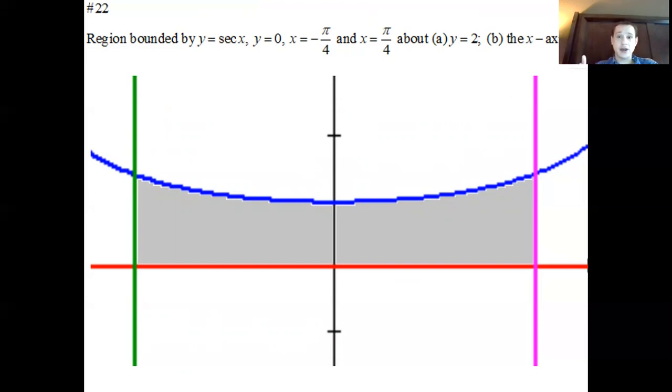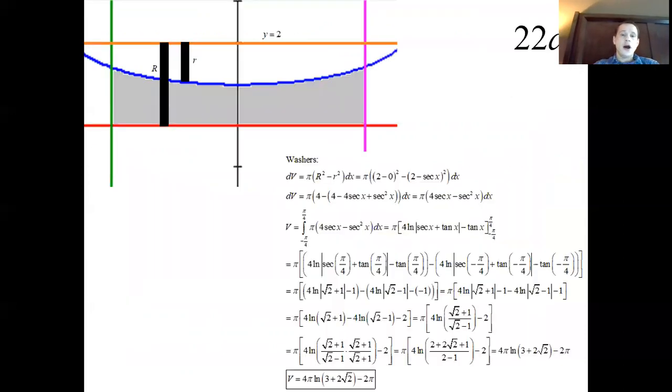So I need to take this region and, for part A, spin around the line y equals 2, and for part B, we're going to spin around the x-axis. So let's see how we would go about doing that. Okay, for part A, you're spinning about the line y equals 2. Now, y equals 2, if you think of that graph, that's the orange line right there. If you're spinning this region around y equals 2, notice there's a gap you're spinning around too, which is why you would not use discs, but you use washers. If there's ever a gap you're spinning around, you need to use washers too.